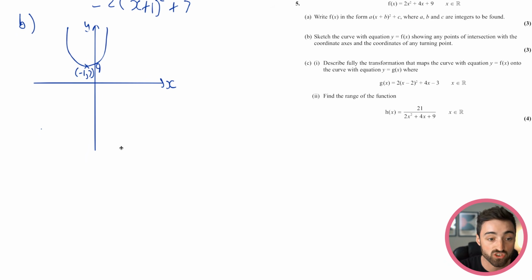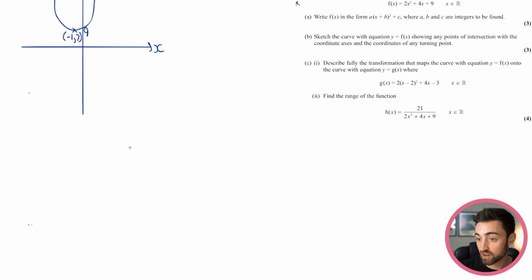Describe fully the transformation that maps the curve with the equation y equals f of x onto the curve with the equation y equals g of x. Okay, I like that. That's interesting. So we can clearly see that g of x is similar to f of x, right? The first thing that I'm noticing is that instead of having 2x squared, we have 2 times (x minus 2) squared. So the first thing that I would probably do right now is see how similar these things are. What do you think I could put into f of x that could start looking like g of x?